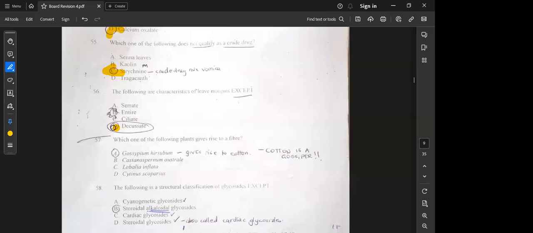Everyone is shouting, A. Cotton, you know, the gossypium, we get the cotton plant, right? This is the scientific name, and cotton is a fiber. So we could talk about fibers.